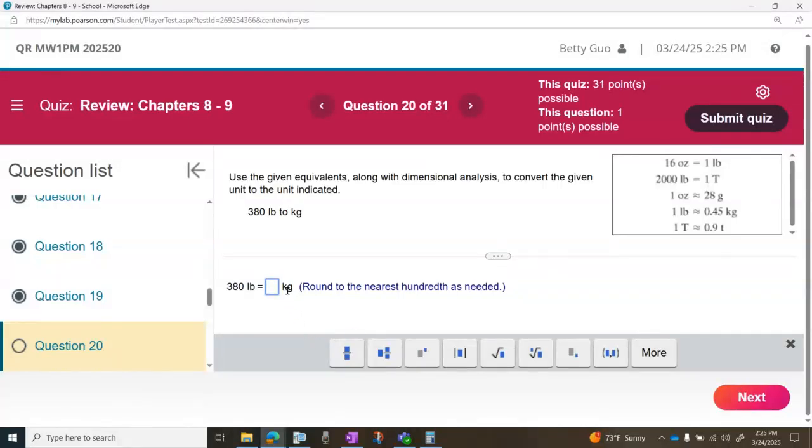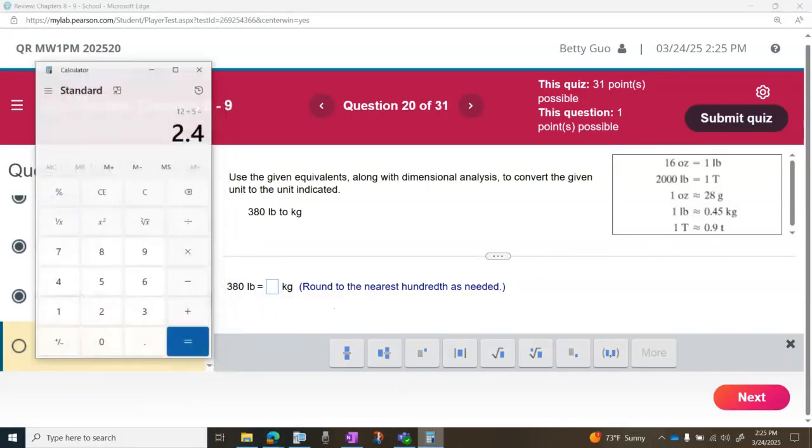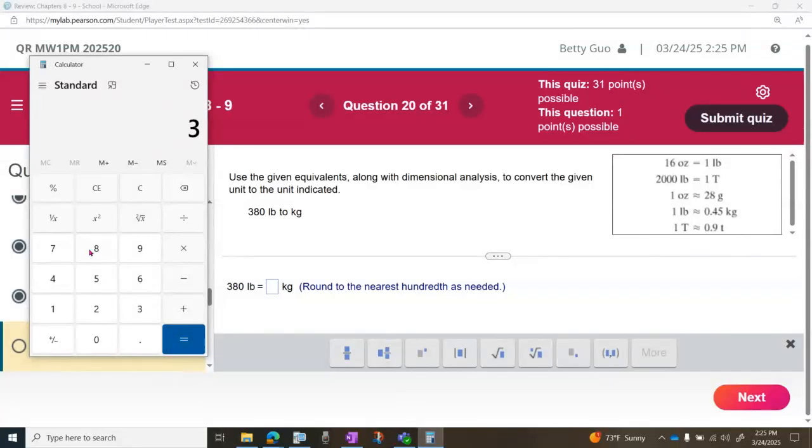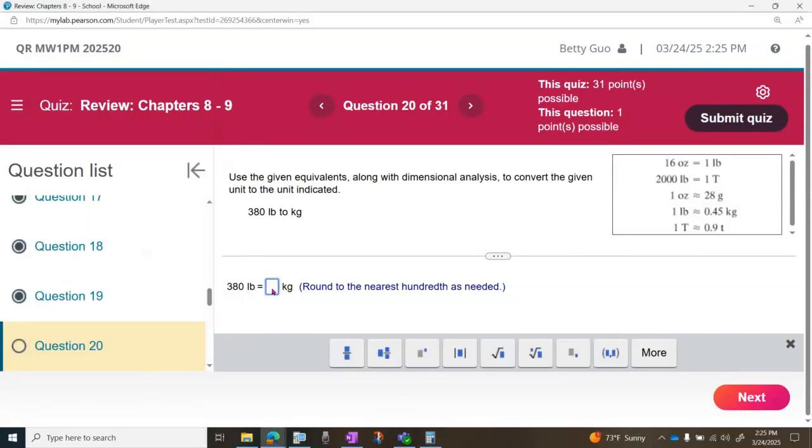Kilogram is a bigger unit. We need a smaller number here. To get that smaller number, we multiply 380 by 0.45. If you divide it by 0.45, you're gonna get a bigger number. All right, 171. 380 pounds is 171 kilograms.